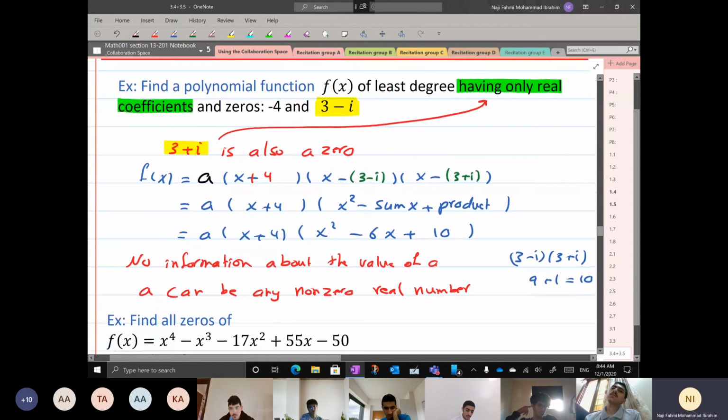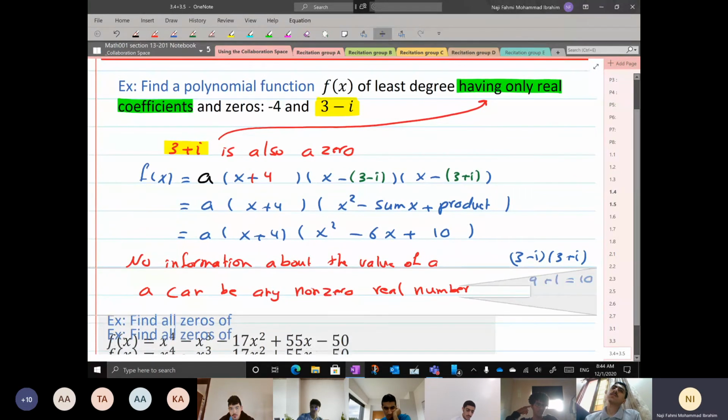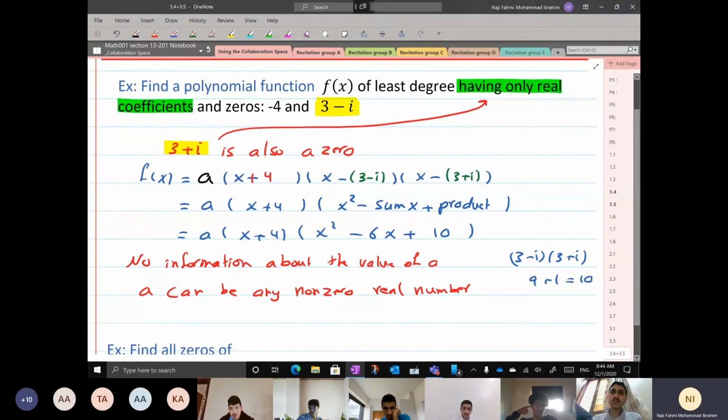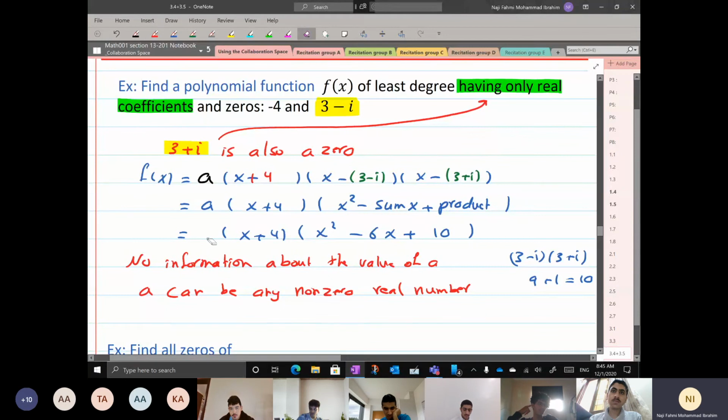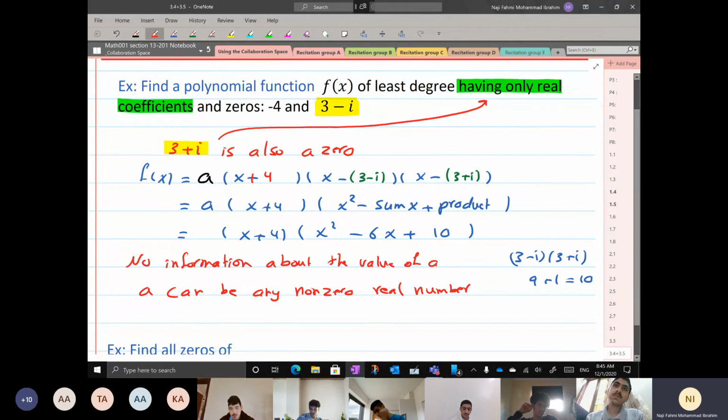Yes. The answer is yes. If he puts a equal to 2, will we accept it? Yes. So here, he can use any value for a. If he removes a, this means the value of a is equal to what? 1. So should we accept that or reject it? In this question, we will accept it because he didn't give me any point to find the value of a.